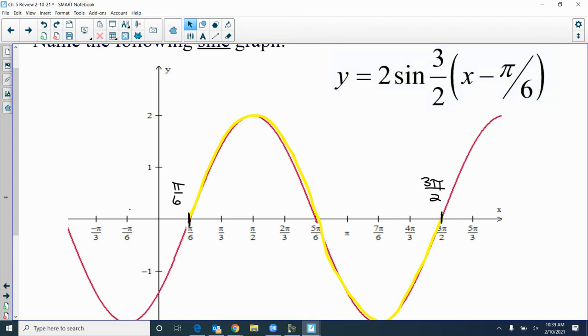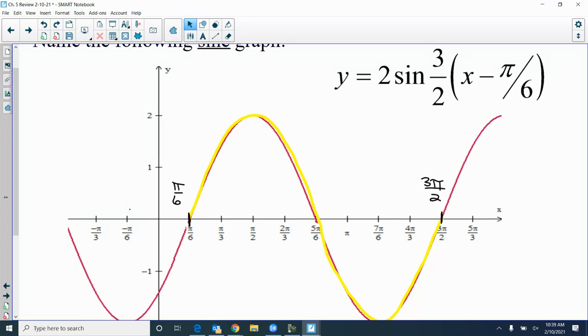Okay, you should get y equals 2 sine of 3 halves x minus 5 over 6. Okay. What did you get? I just got 3. I did too. All right, this is a difficult one.